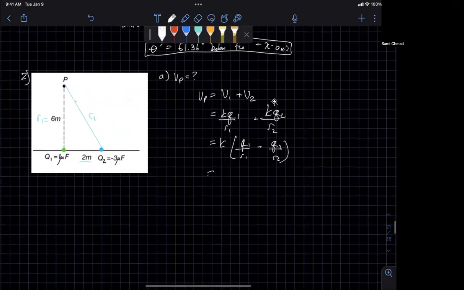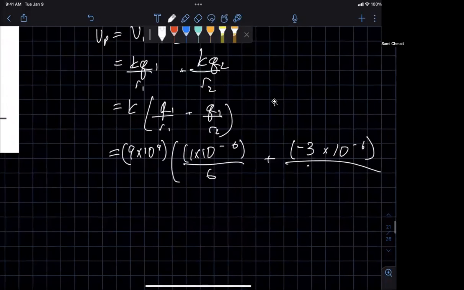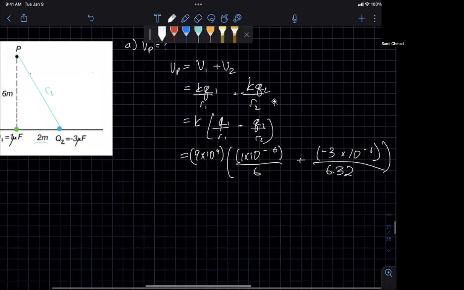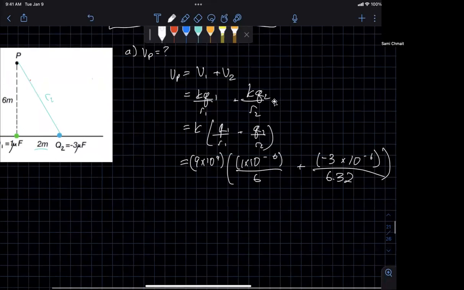And then we can plug in our charges. Let me write what K is too: 9 times 10 to the 9. And then R1 is 6. And plus, I'm going to write minus over here, just to remind everyone that when we see the minus charge, we plug in the minus. And if anyone forgets that on the exam, you're grounded. Okay, so you solve for VP, and VP comes out as a negative value.